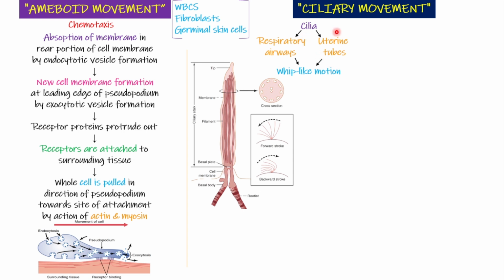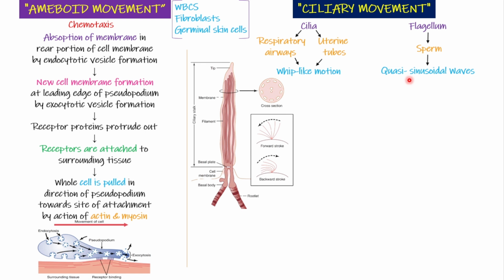Okay, so the cilia in the respiratory tract and the uterine tubes have whip-like motion. And other than the cilia, flagella also has ciliary movement. So where is flagellum present in the body? Flagellum is present in the sperms. So sperm has flagellum. Now there is a difference in the movement of flagellum and cilia. Cilia follow a whip-like motion, whereas flagellum follows a quasi-sinusoidal wave type of motion. So this is the main difference.